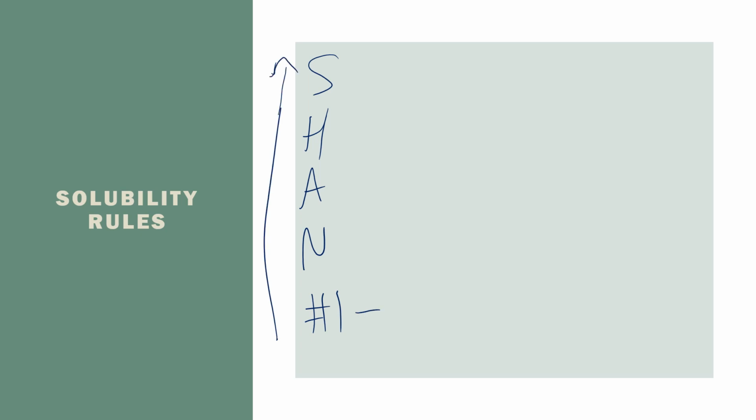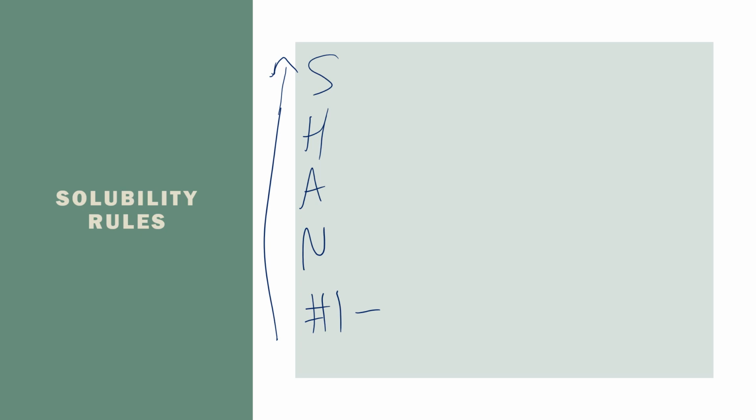Now, some ionic compounds are actually not soluble in water, or only very little soluble in water. And from that, we can come up with these solubility rules, or solubility guidelines, really. And there's an acronym. It's SHAN1. And really the priority is from the bottom to the top here. So we'll start with number 1.